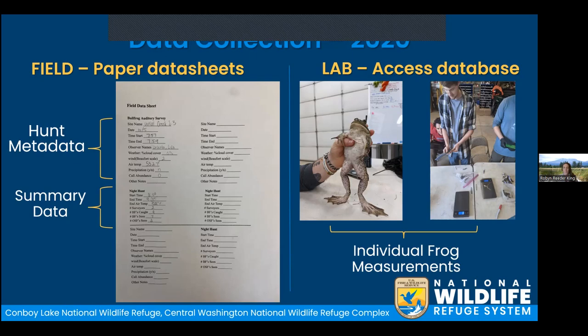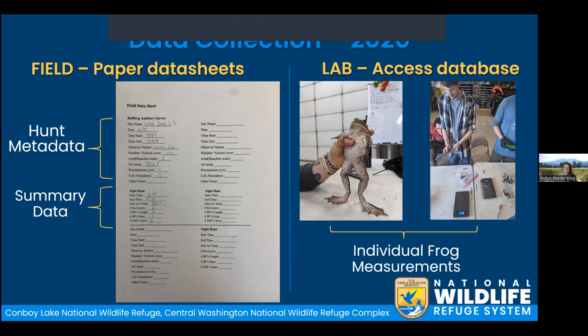And the hunt metadata has remained pretty consistent over the years. We take measurements on start and end times, weather data, stuff like that. And the summary data we collected in 2020 was total number of bullfrogs caught versus seen and total number of spotted frogs observed.